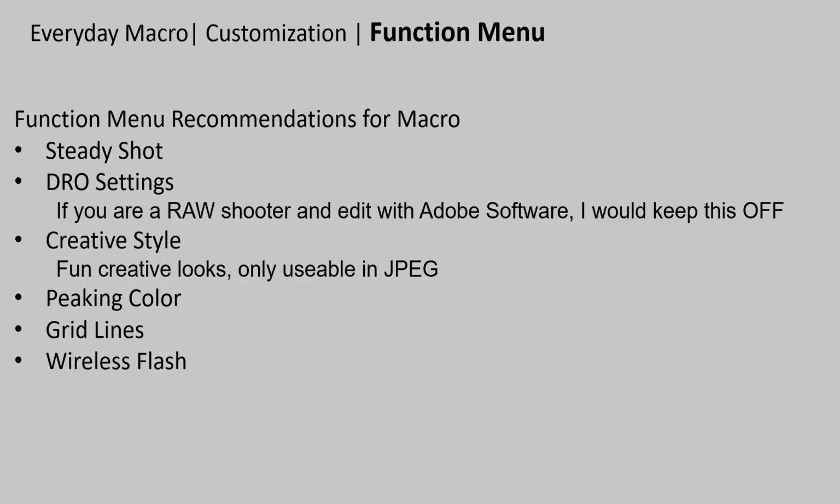Some of the things that I like to set for my function menu, I like to have the steady shot to be able to turn it on and off. So if I'm on a tripod and I'm doing maybe a slightly longer exposure, I can turn off steady shot. The DRO settings, I like to have readily available. I will note that if you shoot RAW and you're using Adobe software, that these two don't really play well together, and a lot of times it'll load into Lightroom and all of a sudden be a stop darker, and it's just that the Lightroom software doesn't see this DRO function in the file. If you shoot JPEG, it's not an option at all, so there you go.